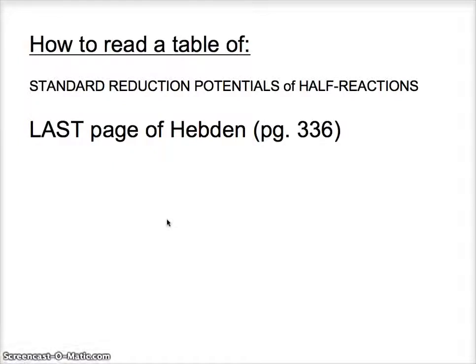This is the last list, or this last graph that you have to have in your data booklet, which you'll now know how to read. It's also on the last page of your Hebden booklet, so if you turn to page 336 and follow along, this will make a little bit more sense. So if you look at this list, you see a large number of reactions.